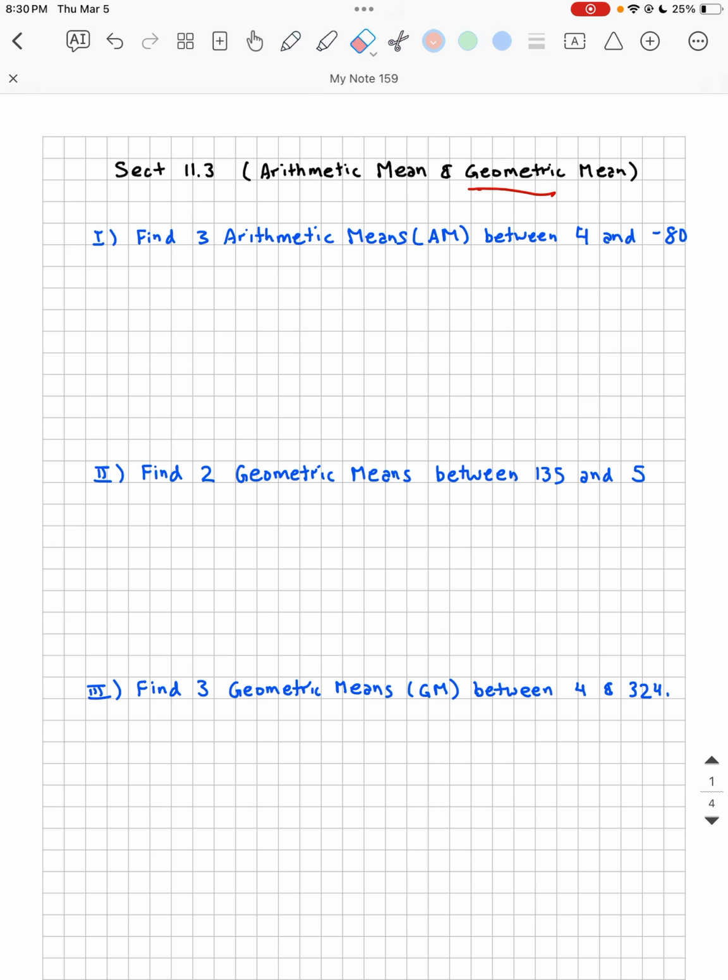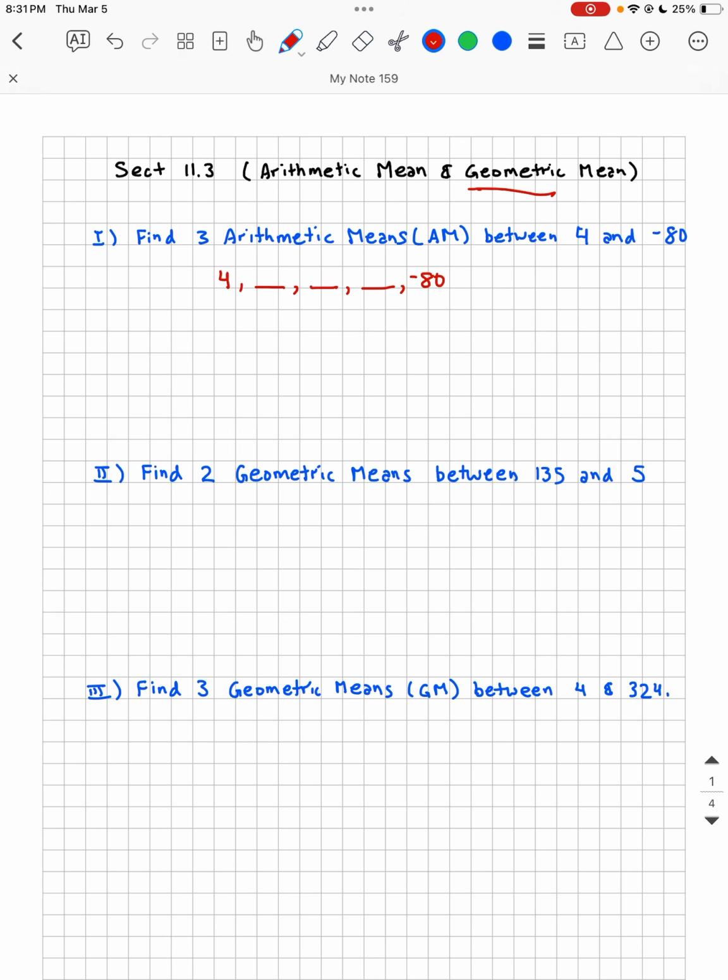What I would like to do is find 3 arithmetic means, AM for short, between the numbers 4 and negative 80. So if I were to write out the meaning of all of this, it means that we have 4, then 3 numbers in between, and we don't know what they are. And then finally, we end up with the negative 80 at the very end. I want to find what those 3 numbers are so that when I put them all together, it'll give me an arithmetic sequence. Hence, that's why it's called arithmetic mean, because it's the numbers in between that you're adding consistently.